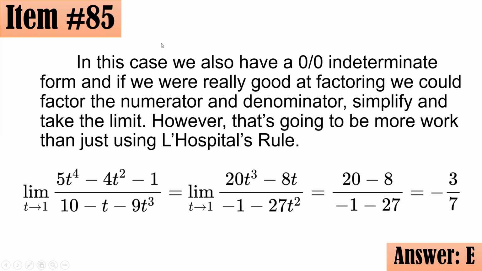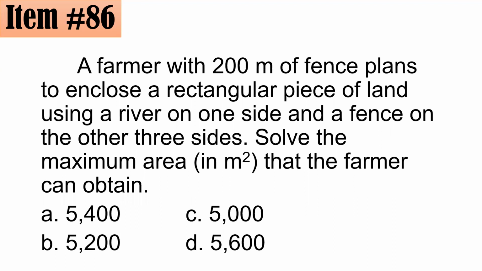All right. 86. Calculator, that's okay po. No worries po. A farmer with 200 meters of fence plans to enclose a rectangular piece of land using a river on one side and a fence on the other 3 sides. Solve for the maximum area in meters squared that the farmer can obtain. You could approach this using quadratic equations, simple that. You could also approach this using differential calculus. Is it 5,400, 5,200, 5,000, or 5,600?